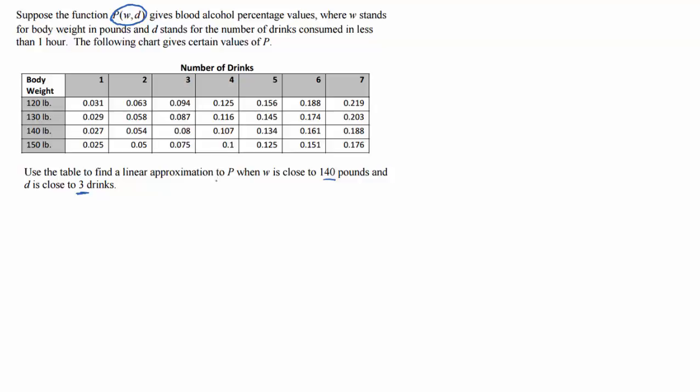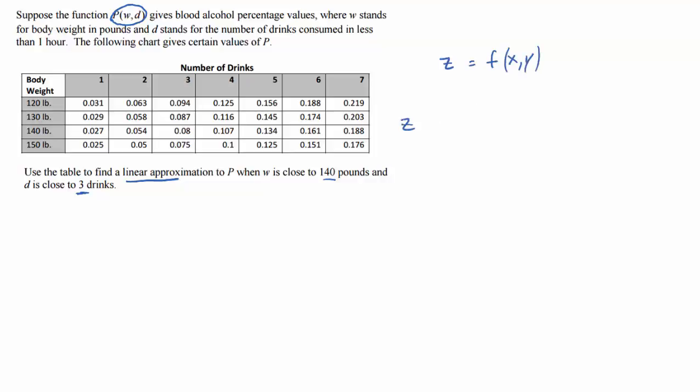So we essentially want to use the tangent plane associated with the values in this graph near 140 and 3. We want to use the tangent plane to estimate P of W, D. That's essentially what it means when it says find a linear approximation. Well, if your point of tangency is x naught, y naught, z naught, and your function is z equals f of x, y, we know what the tangent plane looks like.